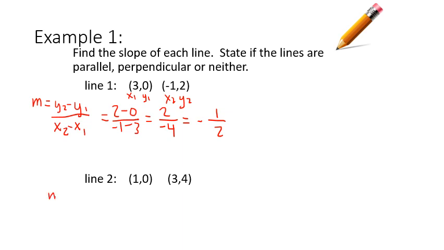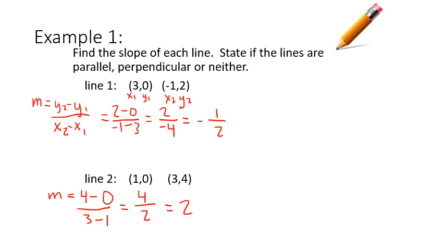Next line. y2 minus y1 over x2 minus x1. 4 minus 0 is 4, over 3 minus 1 is 2, 4 divided by 2 is 2.